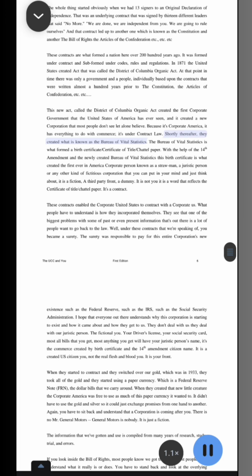Shortly thereafter, they created what is known as the Bureau of Vital Statistics. The Bureau of Vital Statistics is what formed a birth certificate of title chattel paper. With the help of the 14th Amendment and the newly created Bureau of Vital Statistics, this birth certificate is what created the first ever in America corporate person known as a straw man, a juristic person or any other kind of fictitious corporation that you can put in your mind and just think about. It is a fiction, a third-party front, a dummy. It is not you, it is a word that reflects the certificate of title chattel paper. It's a contract. These contracts enabled the corporate United States to contract with a corporate us.